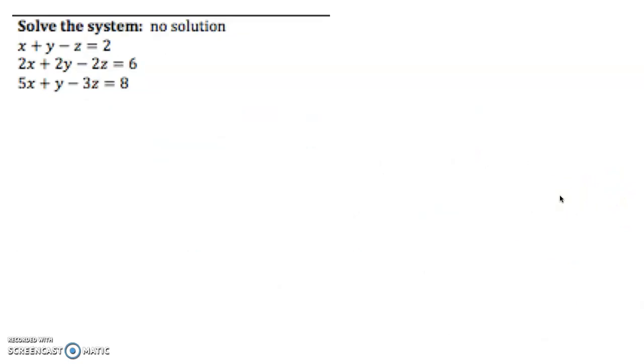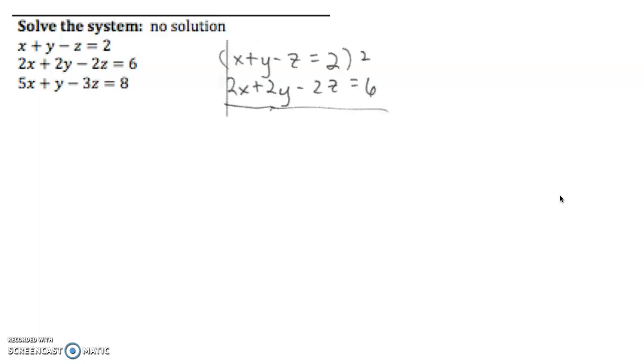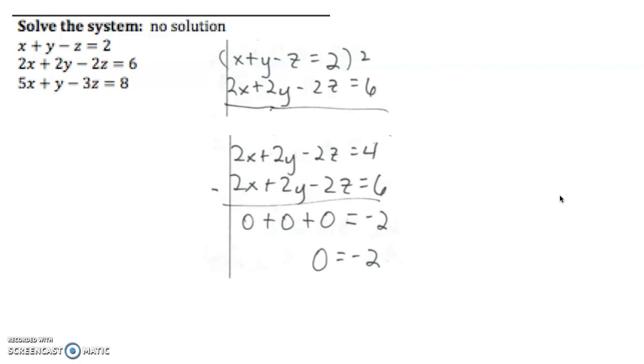Now let's look at a system when you solve it and there's no solution. So we're going to get a statement that's not true when we solve this. Again, make a decision as to whether you want to solve using substitution or elimination. I decided to use elimination, so I grouped the first two, and I multiplied the top by 2, and I noticed that all of my variables eliminated.